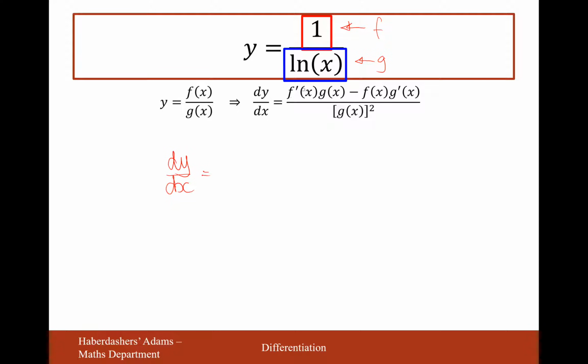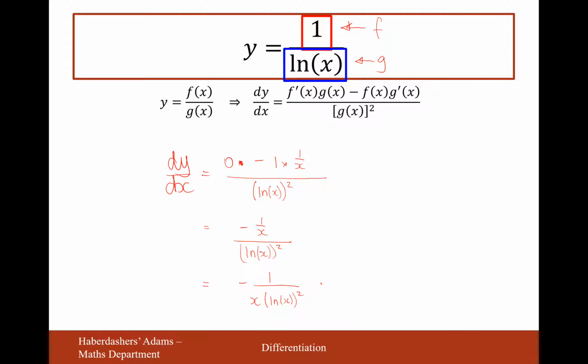Differentiate the top function first. So 1 differentiates to 0. Multiply that by, well, it doesn't really matter what I'm multiplying it by, it's 0. Take away the f function 1 multiplied by the derivative of the g function, that would be 1 over x, over the g function squared, that's going to be ln of x squared. So let's simplify this to minus 1 over x over ln x all squared. And this will simplify to minus 1 over x ln of x squared.